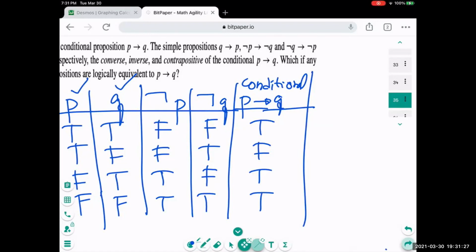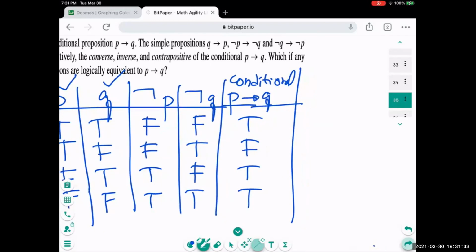So next is gawin natin yung converse. So let's try to write Q conditional on P. Ito yung tinatawag na converse.